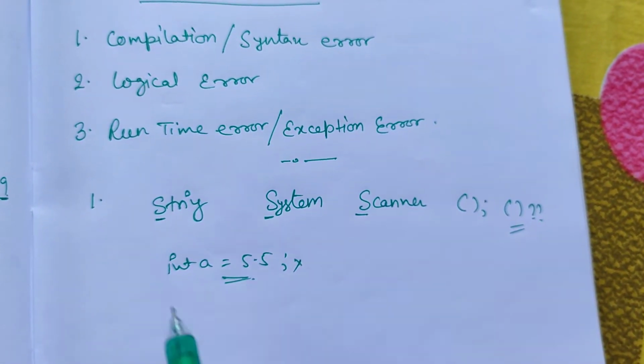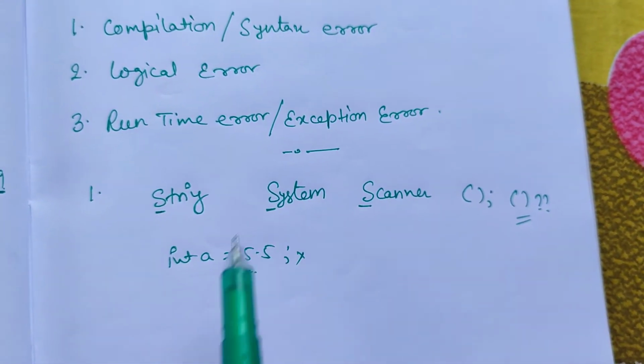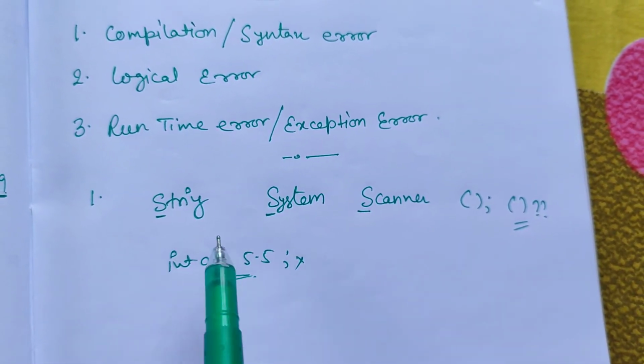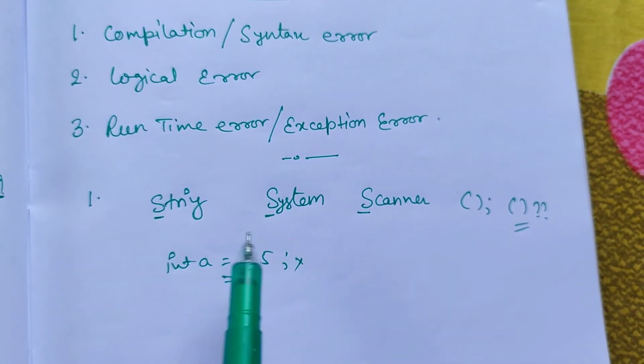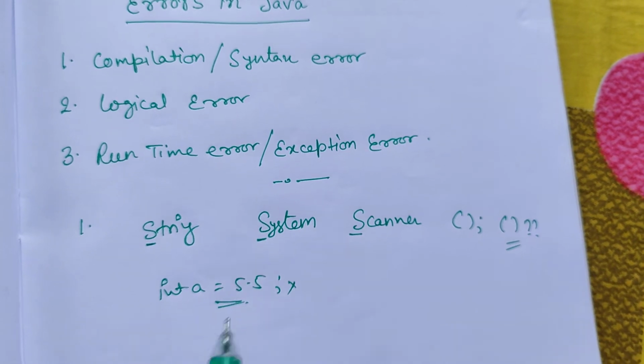So why is it called a compilation error? Because during compilation, when you compile the program, the compiler will show you these errors. It will show you that you have an error, so it will not allow you to run the program. That is called a compilation error.